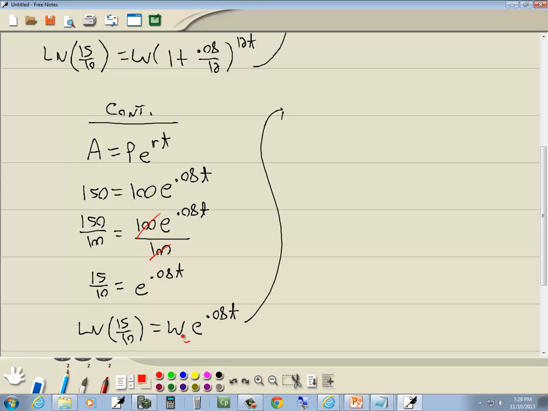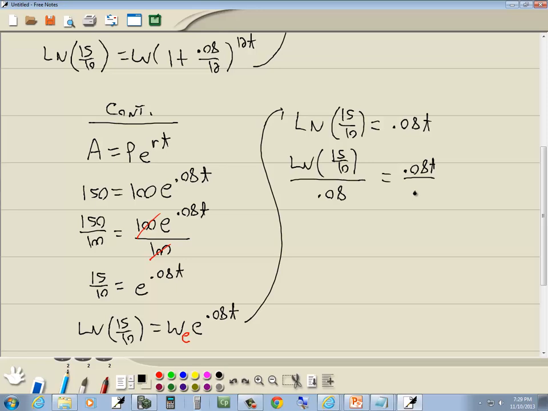Now step 3 says to use properties of logs to get the variable out of the exponent. So we've got natural log of 15 over 10 equals, remember if you have natural log, that's base e. So if I put e here, see how the e's match? The log and e are going to cancel and leave us the 0.08t. And then divide both sides by 0.08. So we've got natural log of 15 over 10 divided by 0.08 is equal to 0.08t divided by 0.08. On the right side, those 0.08s cancel.